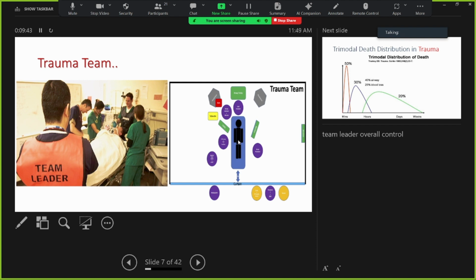And then there are team dynamics, there are ways in which communication happens, and ways in which you have to communicate with the team leader, and the team leader will communicate with the other specialities and the other systems. So this is a very important concept that I need to highlight. Wherever you are handling trauma, we need to have the trauma team led by the team leader, with allocated roles for the team members.